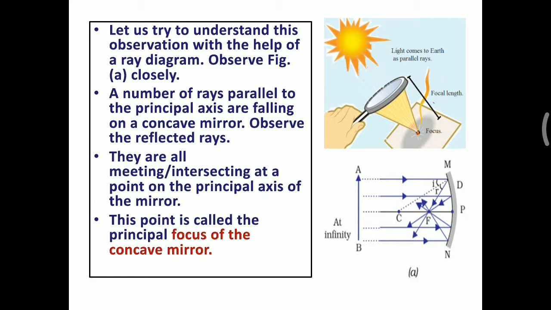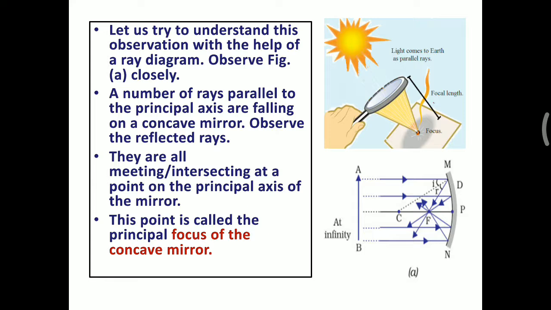So let us try to understand this observation with the help of a ray diagram. Observe figure A closely. Here, in the first diagram, the sunlight comes to the earth as parallel rays. It falls on the concave mirror. After reflection, all the rays meet at one point. That point is called the focus.